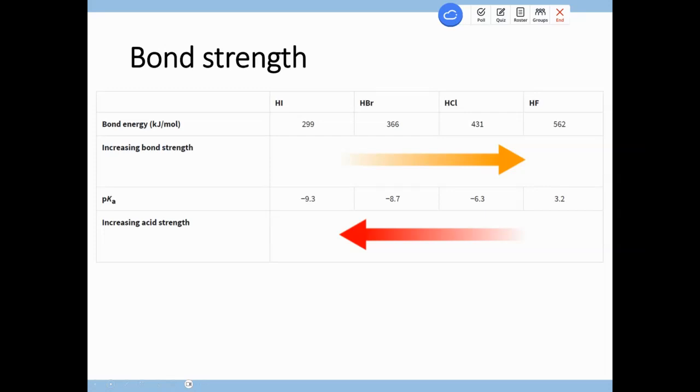So to write all that down, let's write: stronger bond to the acidic hydrogen, so the one that will be removed by a base. This means that more energy would be required to remove that hydrogen.